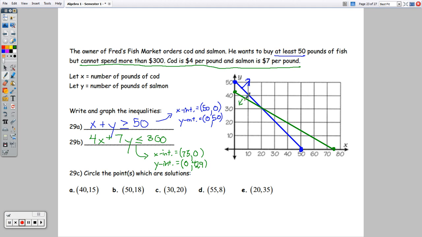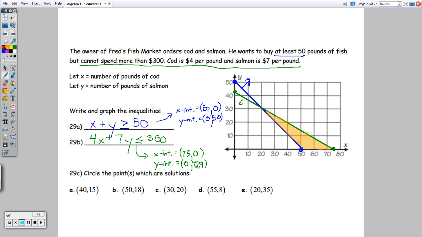So what would they have in common? If the blue one's shaded above and the green one's shaded below, they would have this little section in common. This is where they would intersect. So anything in this region would be less than $300, but more than 50 pounds of fish. And then anything on the lines would be the "or equal to" part. So anything in the region or on the lines would work. This would be less than or equal to $300, greater than or equal to 50 pounds of fish.